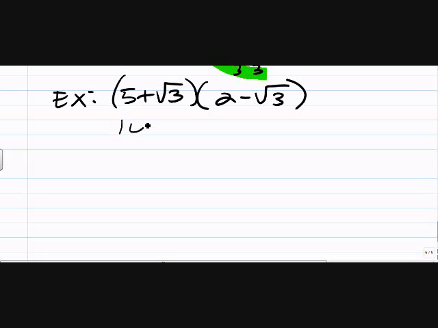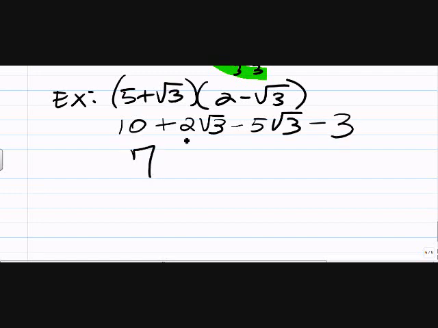5 times 2 is 10. Square root of 3 times 2, that would be positive 2 times the square root of 3. Five times negative square root of 3 is negative 5 root 3. Positive square root of 3 times negative square root of 3 gives me negative square root of 3 times square root of 3, which is 3. So 10 minus 3 is 7. And 2 root 3 minus 5 root 3 is negative 3 root 3.